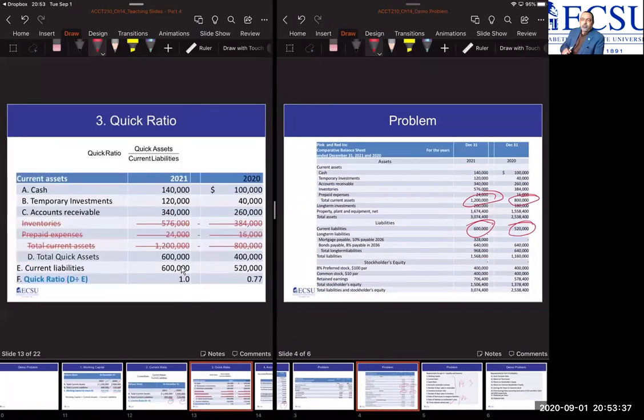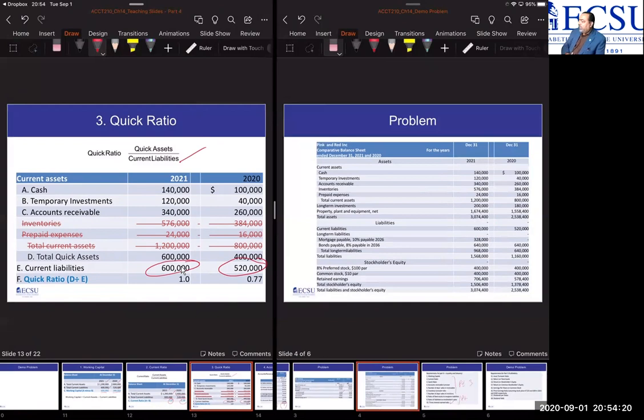Now the next ratio is the quick asset ratio. Again, I have been telling you, we also call it the acid test ratio. It really tests the ability of a company to generate cash in a very short period of time when there is a need. Current liabilities remain the same, 600,000 and 520,000. And then you calculate the quick ratio by dividing the quick assets by the current liabilities.